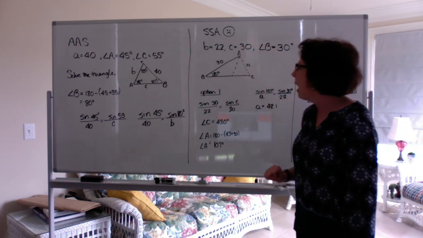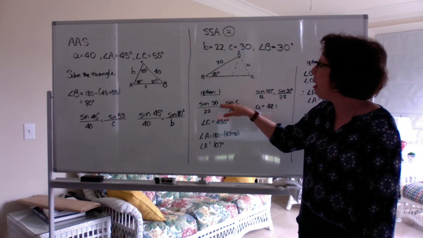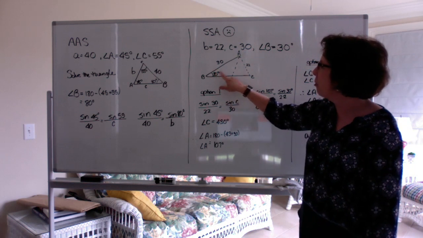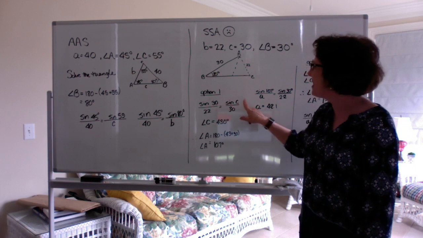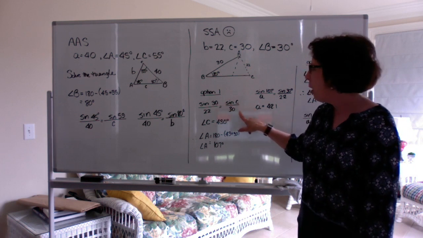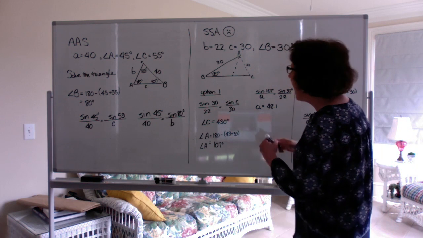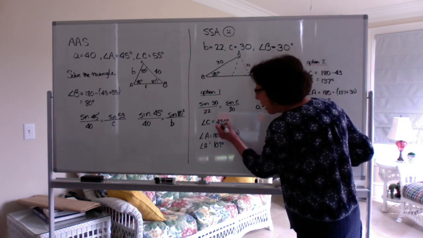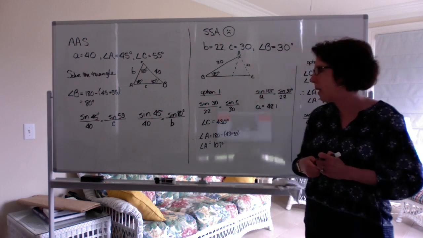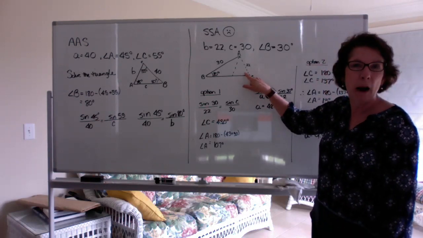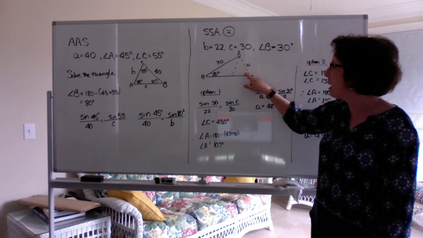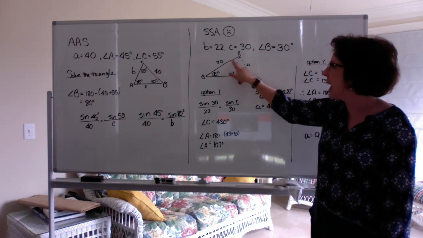Option one, I just go ahead and do the law of sines. I've got 30 degrees, and its opposite side is 22. The sine of 30 over 22 is the sine of C over 30. With my calculator, I get angle C to be the acute angle, 43.0 degrees.